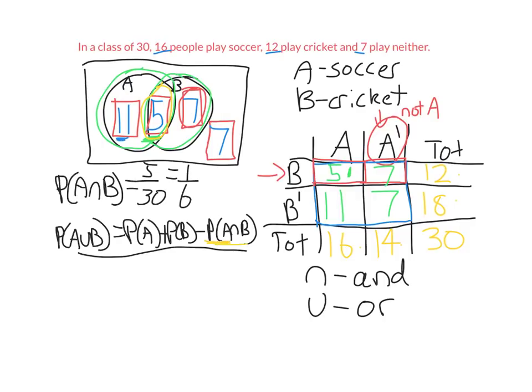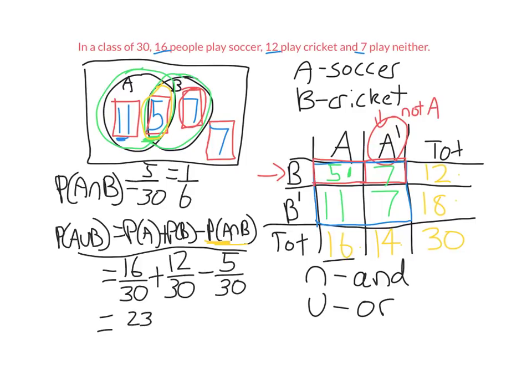So here, the probability of A or B is the probability of A. So there are 16 people who play soccer, out of 30. Then there are 12 people who play cricket out of 30, but we have to subtract the probability that somebody plays both because we've counted those people in soccer and cricket. So if you just put that on your calculator, you get 23 out of 30. So again, note, when I was asked probability questions, my answer is a fraction. It is a number between 0 and 1.